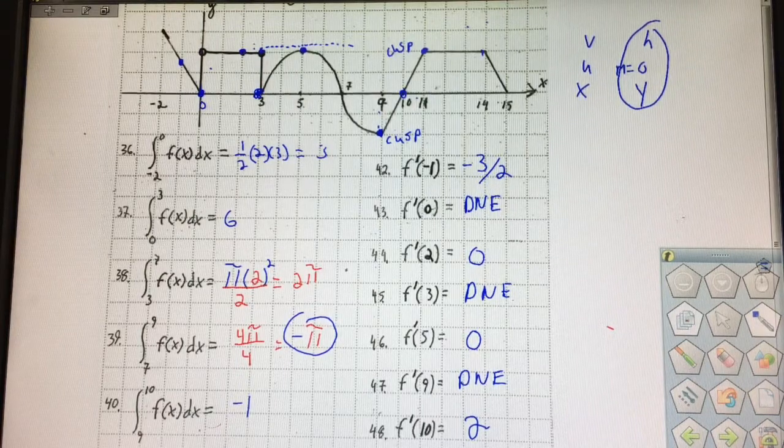DNE. How about at 12? Am I allowed to find the slope of a horizontal line? And the slope of a horizontal line is 0.